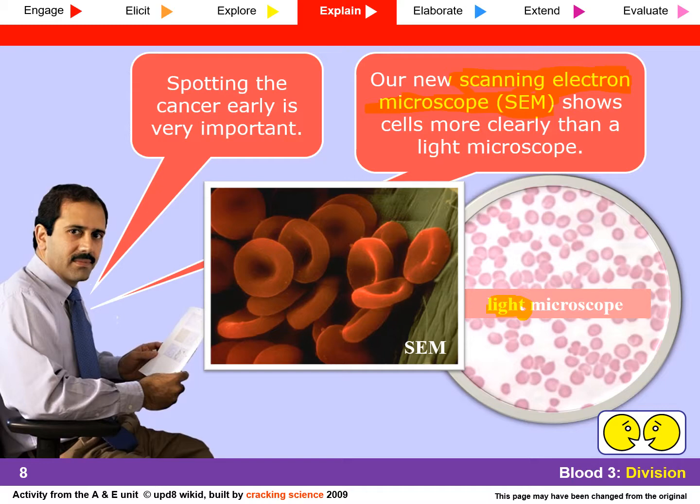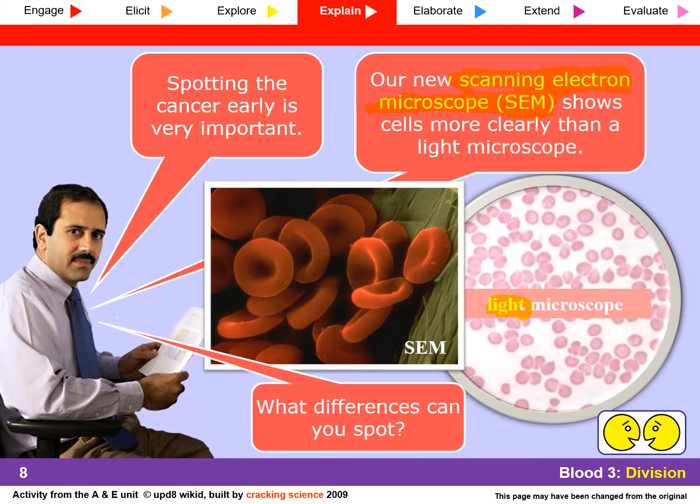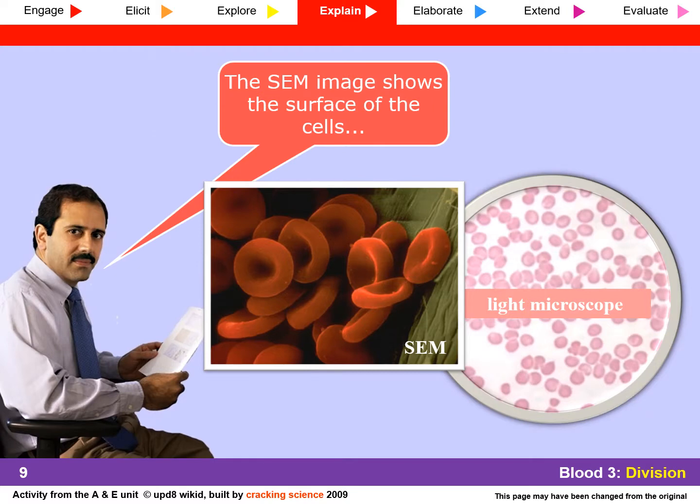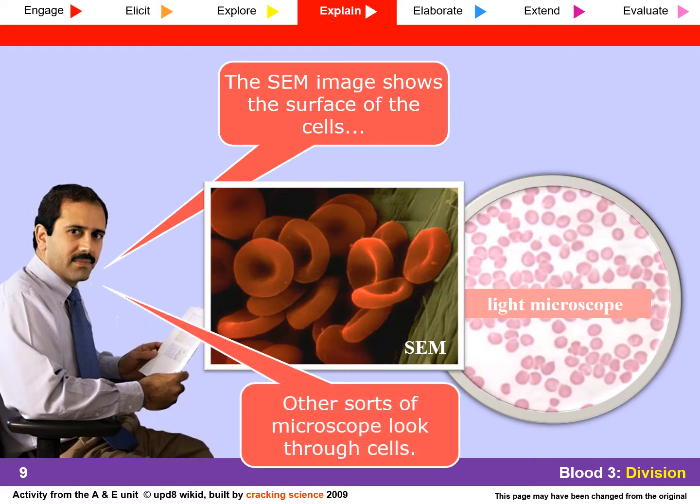So depending on what it is that we want to know about the cells, a light microscope is not going to be powerful enough. We're going to have to use an electron microscope instead, like a scanning electron microscope. All right? So with a scanning electron microscope, we get a lot more information.